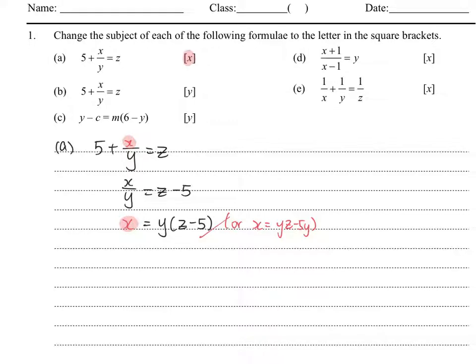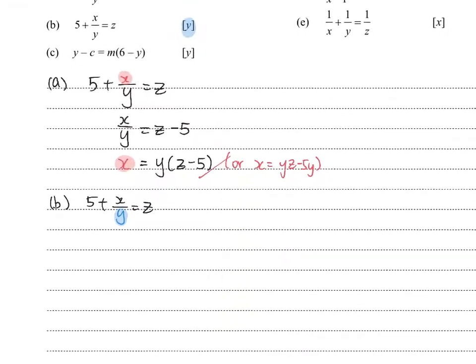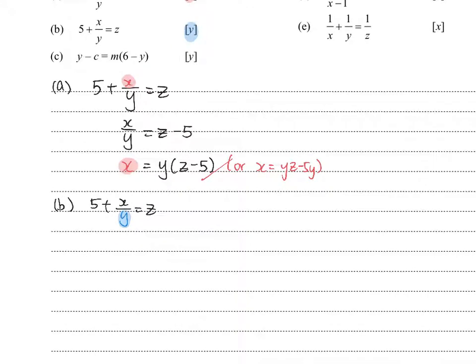Next, b. Same question, but this time y is the subject. Oh, this time y is in the denominator. So how can we tackle this problem? What we need to know is we still want to keep the subject on the left hand side first. So x over y is equal to z minus 5. But y is in the denominator. What can we do? We multiply both sides by y. So we have x equals y times (z minus 5).